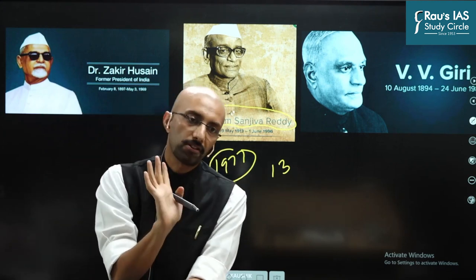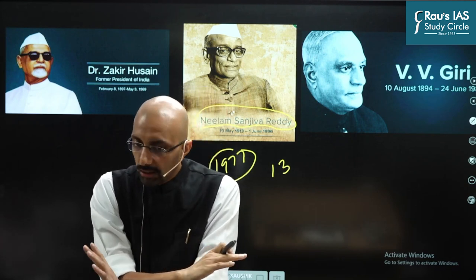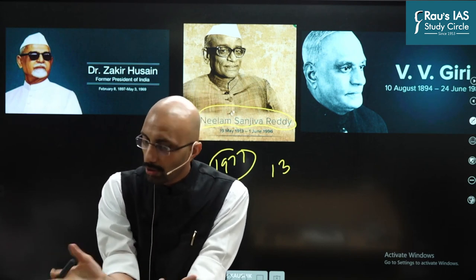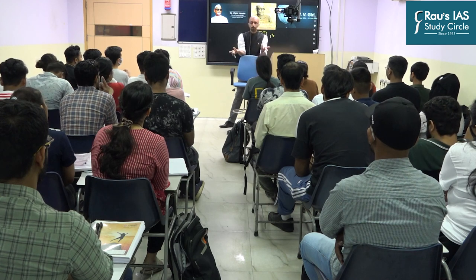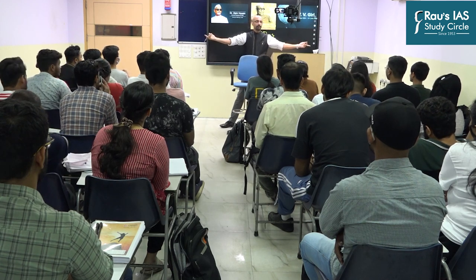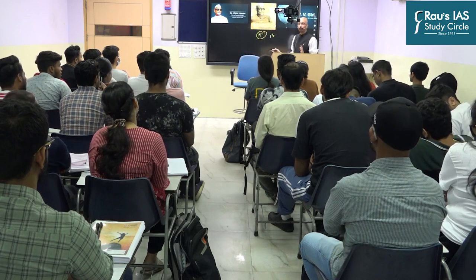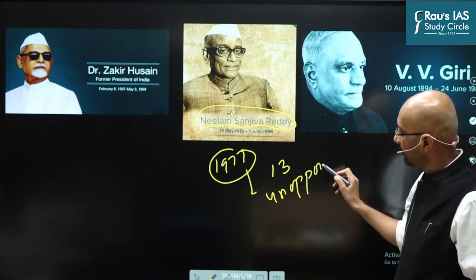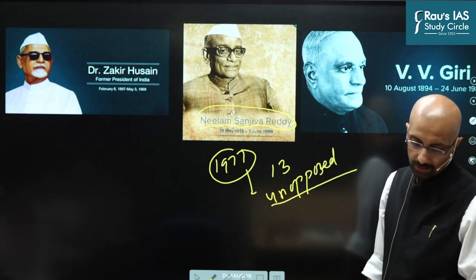So in that scrutiny, all except one candidate, Sanjeeva Reddy, were found to be eligible. All of the other candidates' nomination papers were rejected. So he was the only guy in the election. No need of counting, no need of voting, no need of nothing. So he was elected unopposed. And this is the only incident in our history when the President of India was elected unopposed. Right? Okay.